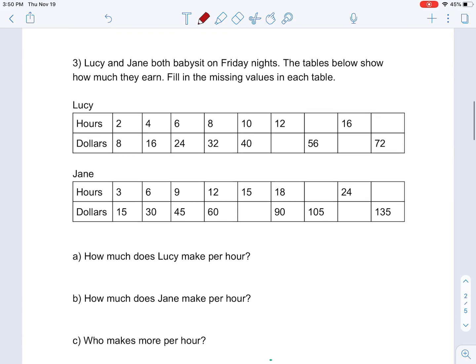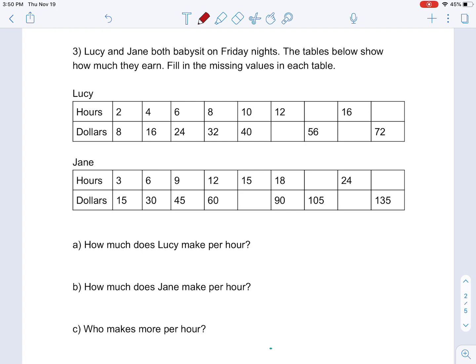Okay, let's move on. Number 3 says Lucy and Jane both babysit on Friday nights. The table below shows how much they earn. Fill in the missing values in each table. So for Lucy, the hours are counting up by 2s, so the missing numbers are 14 and 18. For the dollars, it is counting up by 8s, so the missing numbers are going to be 48 and 64. Now for Jane, her hours are counting up by 3, so the missing numbers are going to be 21 and 27. And the dollars are counting up by 15, so the missing numbers are going to be 75 and 120.